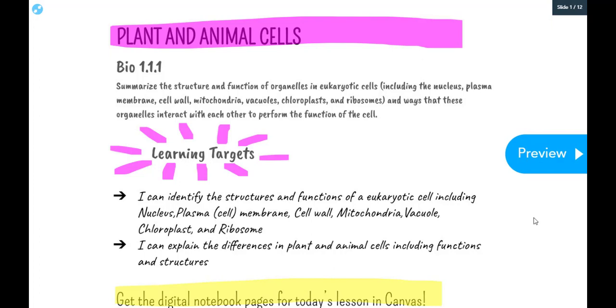You're going to need your digital notebook pages for today's lesson right off the bat. So make sure you've gone to that link in Canvas. It forces you to make a copy. So your copy will probably say copy of 111 plant and animal cells.